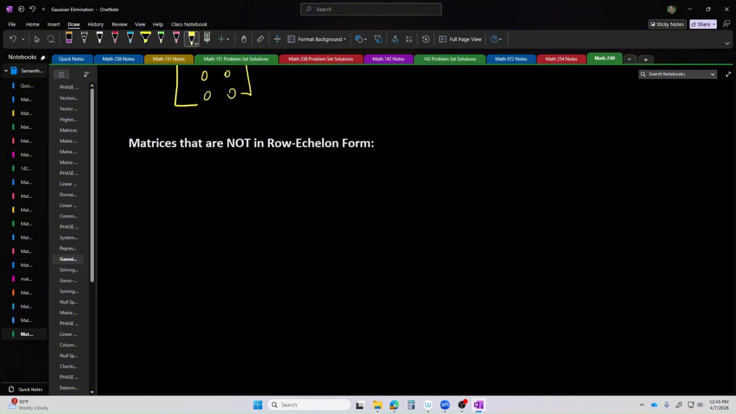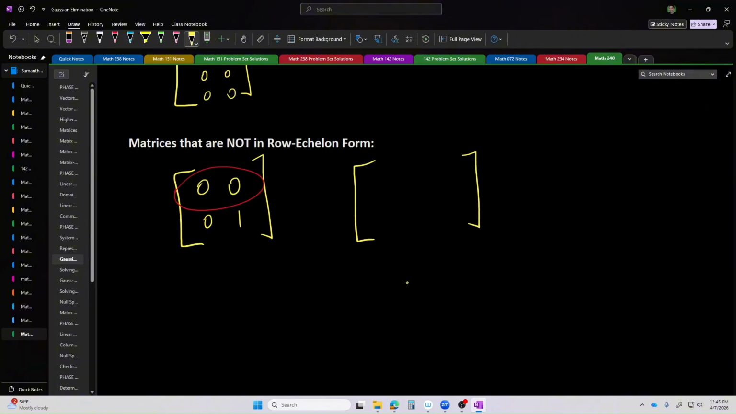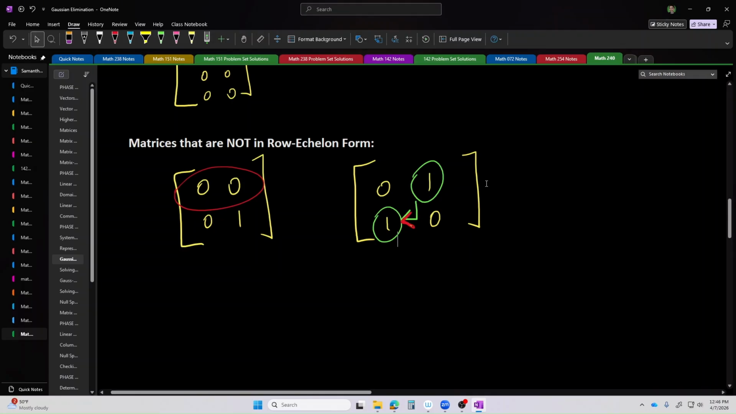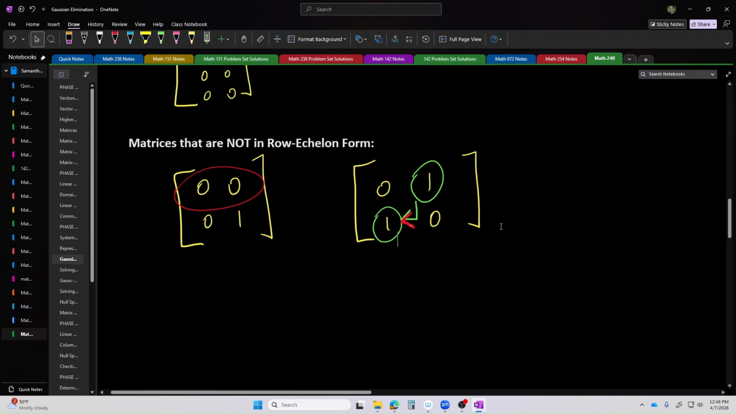For some counterexamples, for some matrices that are not in row echelon form, for example, if we had a row of zeros that was on the top, this does not count because any row that contains all zeros is supposed to be shuffled to the bottom of the matrix. For another example of a matrix that's not in row echelon form would be something like 0, 1, 1, 0. This would not count because the pivot in the top row is further to the right than the pivot in the bottom row. So this is the violation of that property that pivots are supposed to move to the right as you move down the matrix.